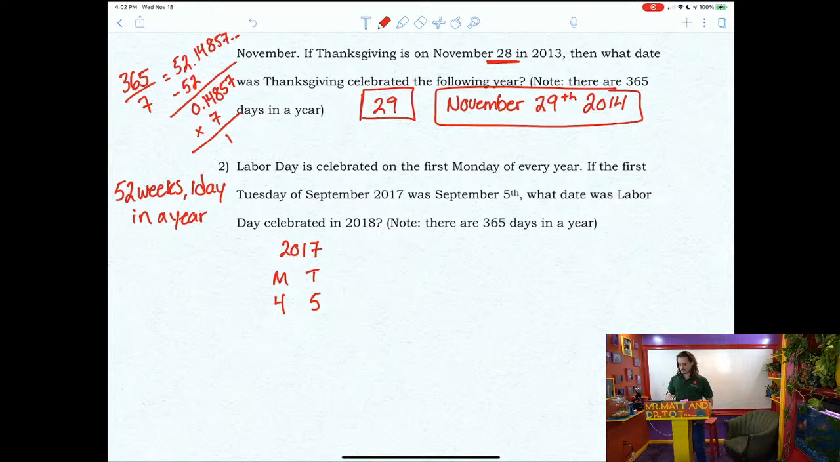So in 2018, that Monday is actually going to be the 5th again. So we're going to have September 5th, 2018.